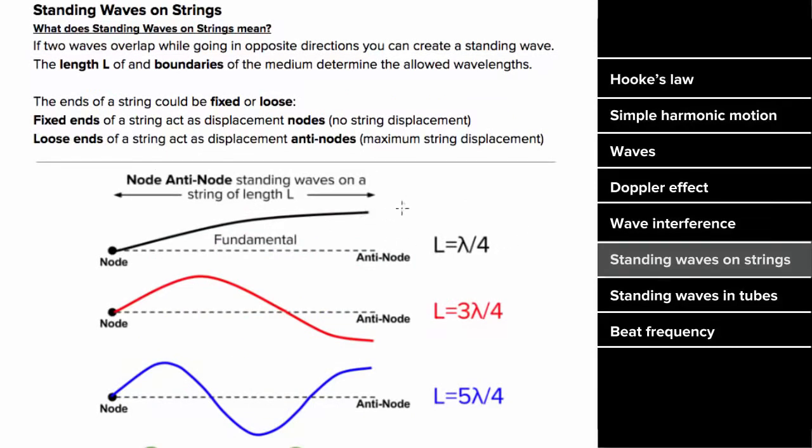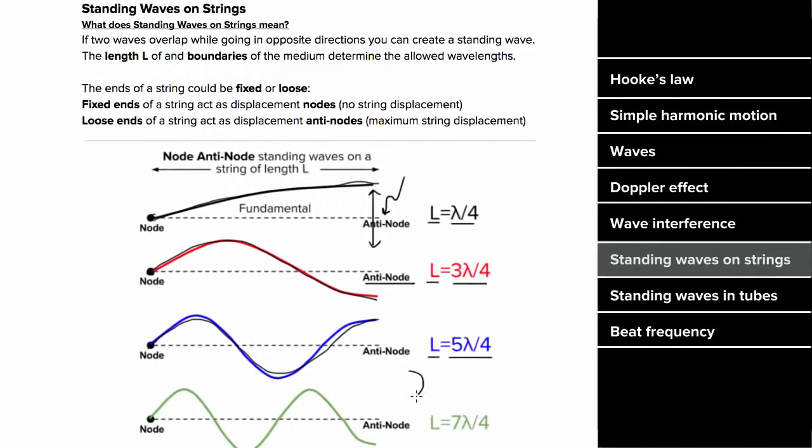In that case, that end would be an antinode, and the fundamental standing wave would only take the shape of 1/4 of a wavelength, since it has to go from a node to an antinode. That means the length of the string would have to equal 1/4 of a wavelength. The next possible standing wave would be 3/4 of a wavelength. And the next possibility would be 5/4 of a wavelength. And again, this progression keeps on going.